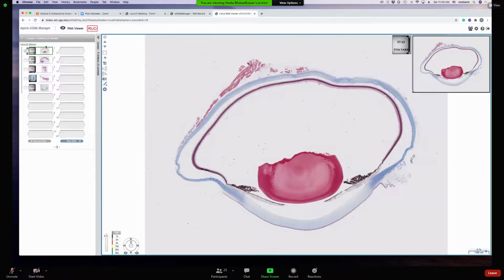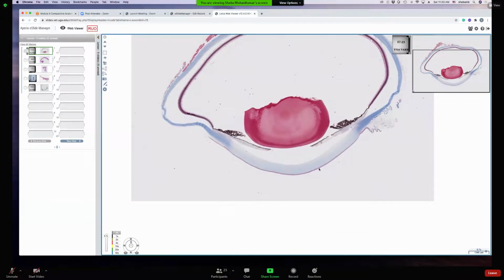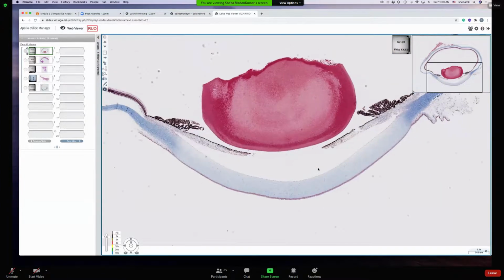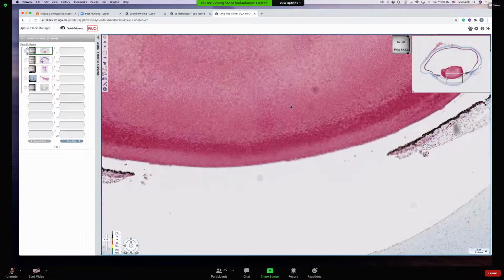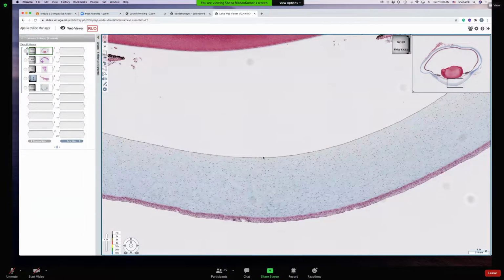Okay, you have to know these three different eyeballs and be able to identify the gross parts. What is the fibrous layer? What makes up the vascular layer? What makes up the neural sensory layer of the eye? Okay. What are the different parts of the cornea? Know the different layers of the cornea.